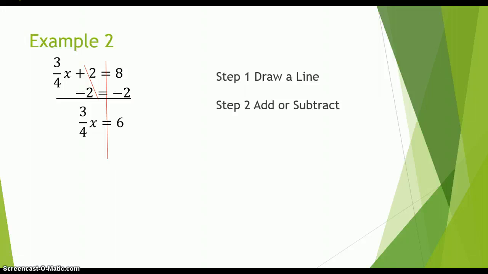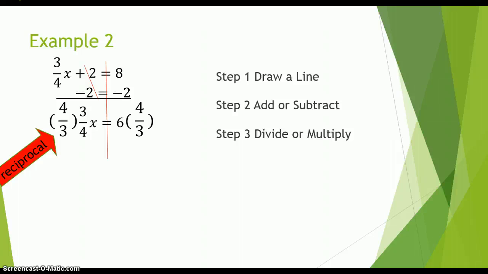Now step number 3 is to either multiply or divide. Our goal right here is to get a 1 in front of the x, but we have a fraction. We haven't dealt with fractions before, but they're really easy to get rid of. All you have to do is multiply by the reciprocal of that fraction. And the reciprocal is simply the same fraction but flipped. In other words, the reciprocal of 3/4 is just 4/3. So to get rid of this fraction, we're going to multiply by its reciprocal, 4/3, and any fraction multiplied by its reciprocal is going to give you 1. So on the left, we are going to be left with 1x, and on the right, 6 times 4/3 is going to give you 8.